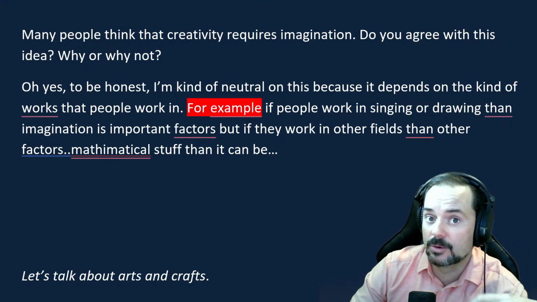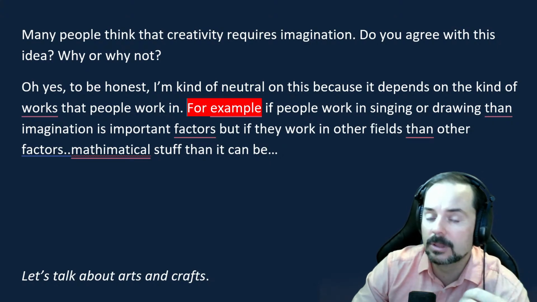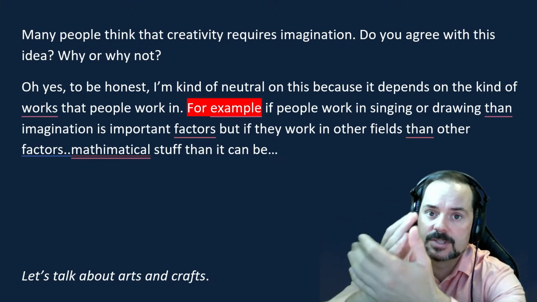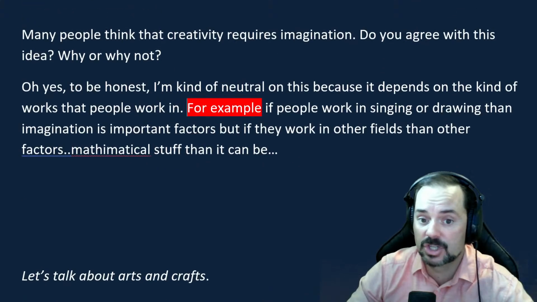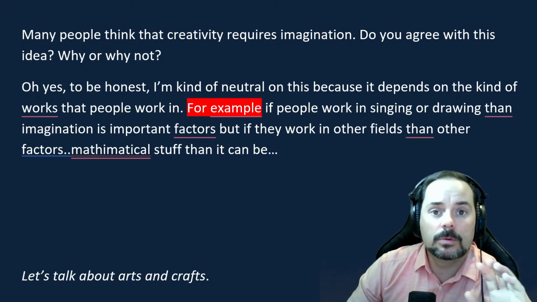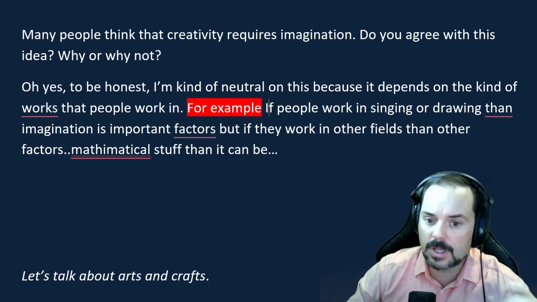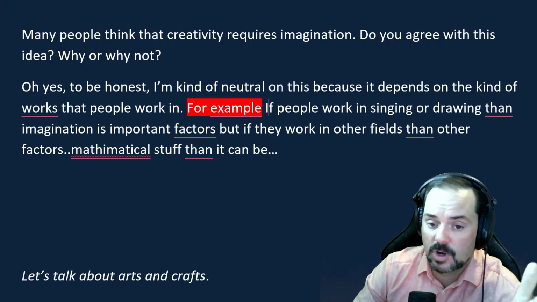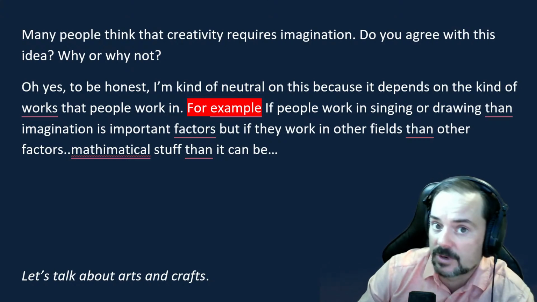It seems like this is a style of speech that you have adopted where you say "for example," but be really careful in the IELTS exam. When candidates do that, there are a lot of examiners that just start to interrupt you. As soon as they hear you say "for example," they literally just jump to the next part. They go, oh, let's talk about arts and crafts. They won't even give you the chance to continue. So quick tip, just don't say "for example." Just start with "if." If you're about to say "for example," instead of saying it, just pause for a second and say, if people work in singing and drawing, then imagination is important. Don't say "for example, if people," okay?